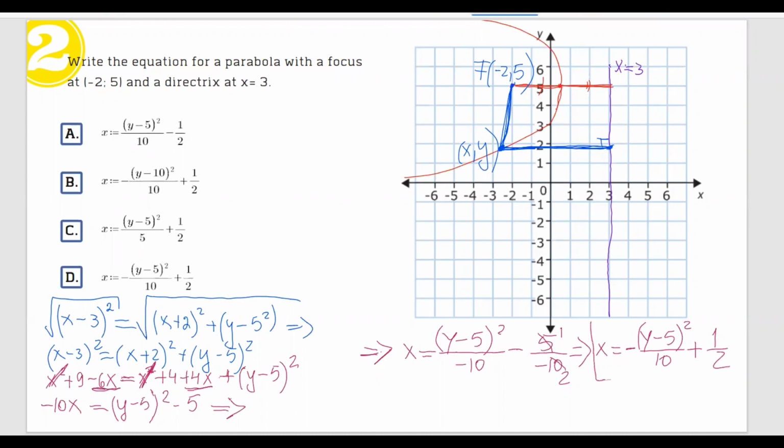And here we go again, we found the equation of this parabola based on the relation between the focus point and the directrix. I hope this is clear.